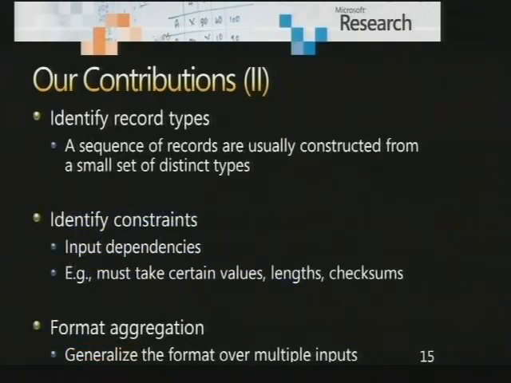Another contribution of Tupni is that we identify record types. The intuition is that a sequence of records is usually constructed from a small set of distinct types, and we want to identify what they are. The third thing is that we identify constraints.